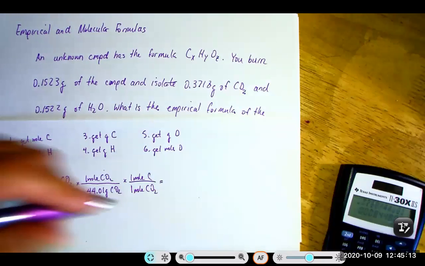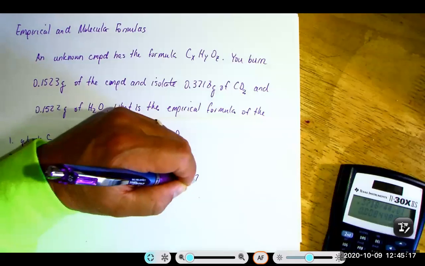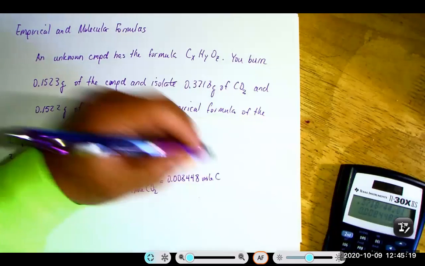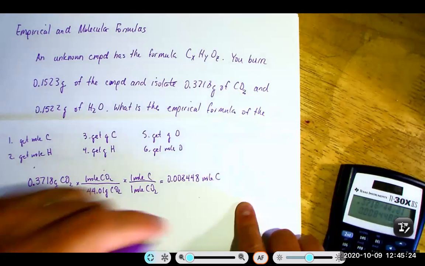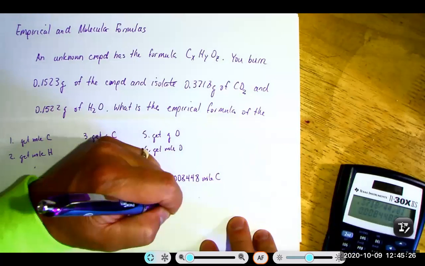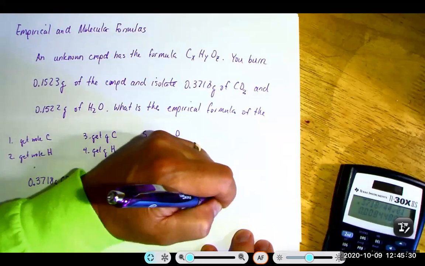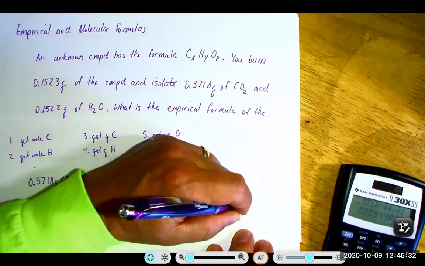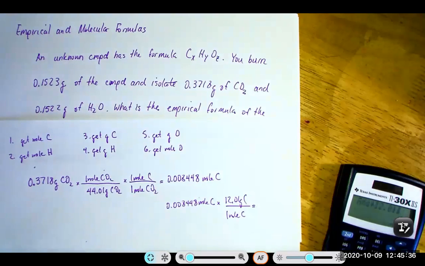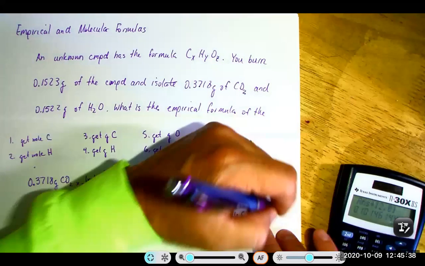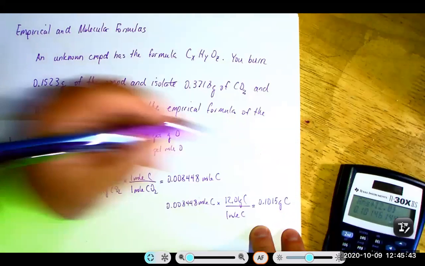And we get 0.008448 mole of carbon. I'm going to go ahead and, kind of to the side here, take that 0.008448 mole of carbon and multiply by 12.01 grams of carbon to 1 mole of carbon. And I'm going to get 0.1015 grams of carbon.